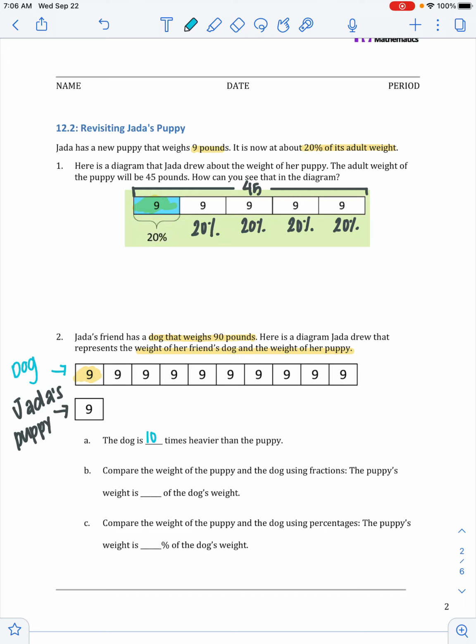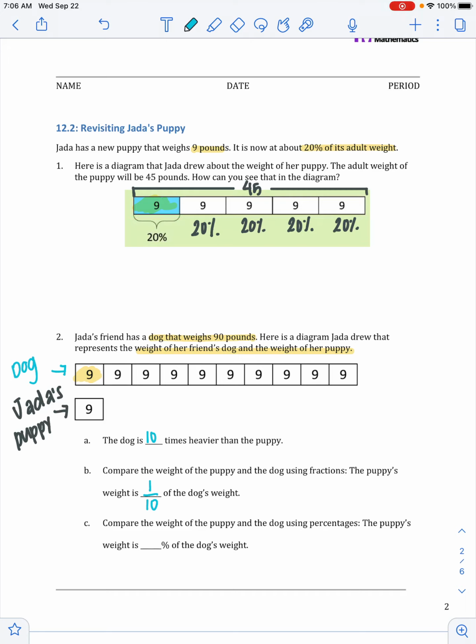Well, again, we know the puppy is 1 square of 9, whereas the dog is 10 squares of 9, which means that the puppy is 1/10 of the dog's weight because we would need 10 puppies to weigh as much as the dog. In other words, the weight of the dog divided by 10 equals the weight of the puppy.